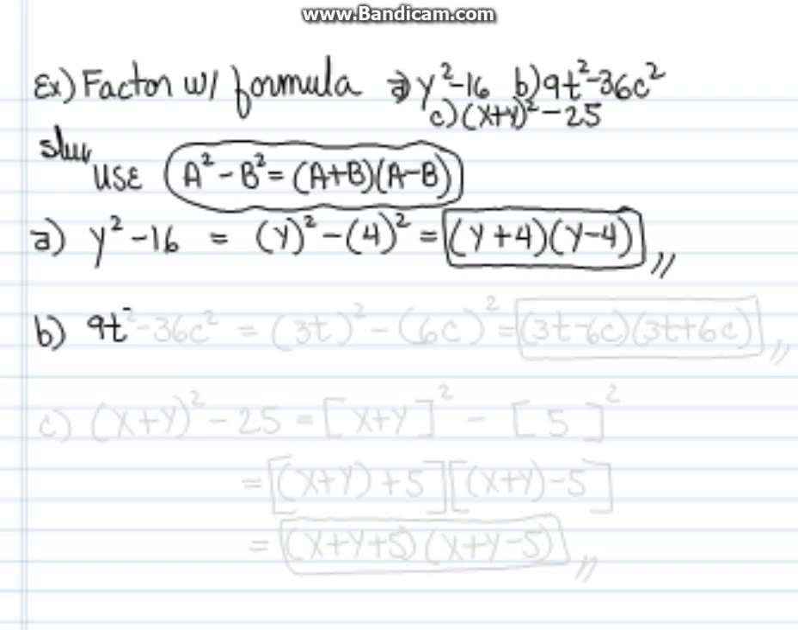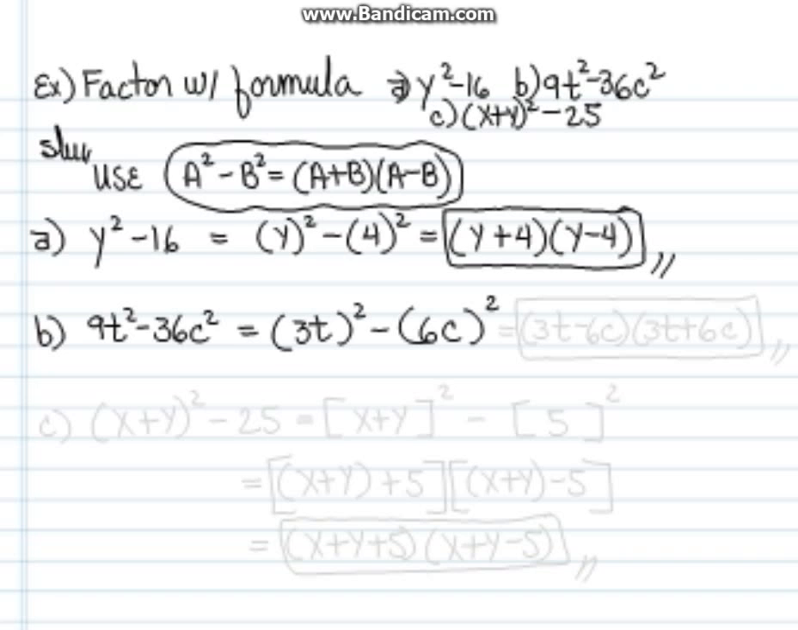Next one is 9t squared minus 36c squared equals parenthesis squared minus parenthesis squared. Can we get this to fit the left side of the formula? Yes, we can write the first part as 3t in the parenthesis, because when you square 3t, you get 3t times 3t, which is 9t to the second power. And in the second parenthesis, we can put 6 times c, because 6c times 6c gives you 36c squared. So we were able to write the given polynomial in the form of the left side of this formula, so we can go ahead and apply the right side.